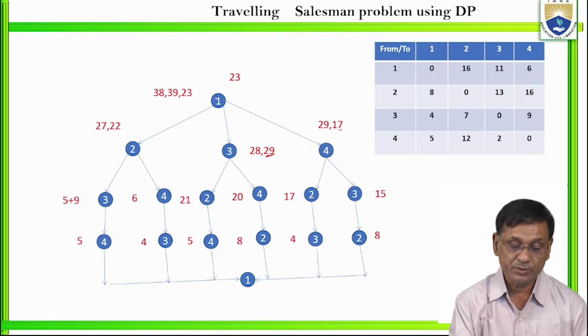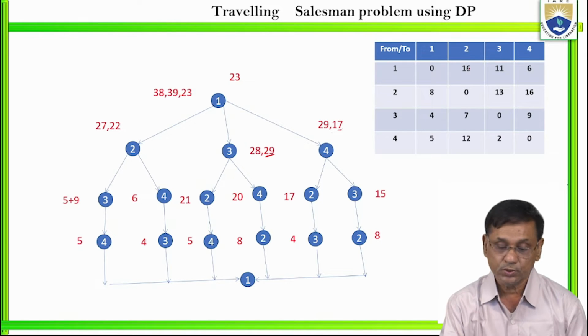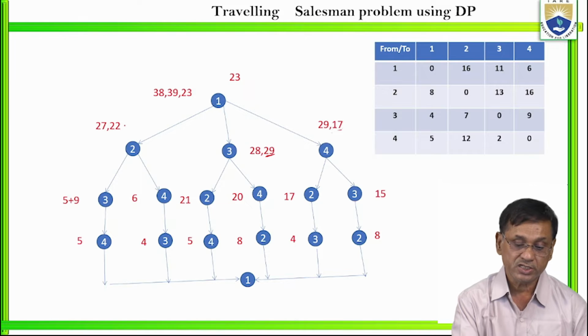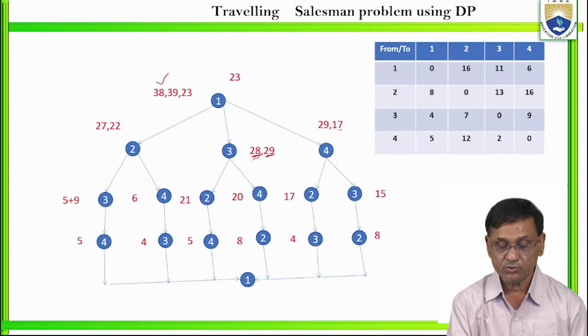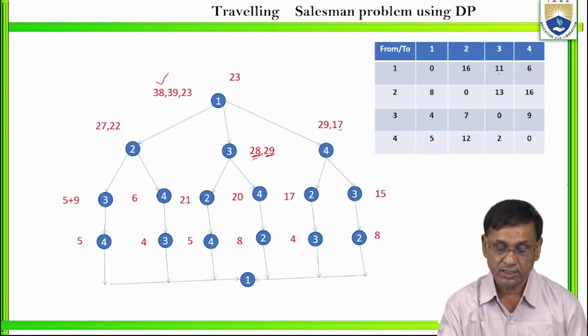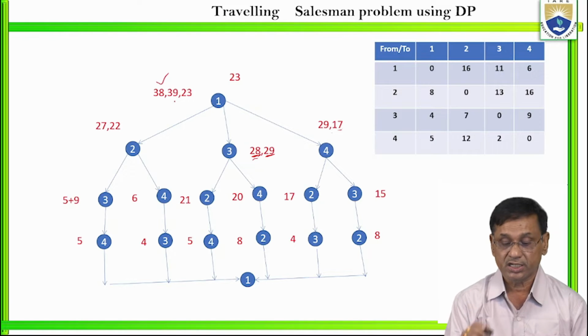So when the salesman goes from 1 to 2, the corresponding cost is 22 for 1 to 2, 2 to 3, 3 to 4, 4 to 1, which is 27, and 1 to 2, 2 to 4, 4 to 3, 3 to 1. That cost is 22. In this we have to select the minimum, 22, and the corresponding cost from the edge 1 to 2 is 16. 22 plus 16 is 38. So the next one is 1 to 3. 1 to 3 in the minimum cost is 28, and 1 to 3 is 11, 28 plus 11 is 39.